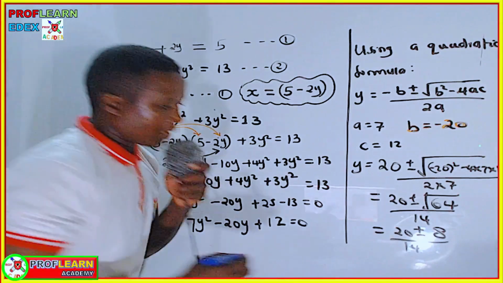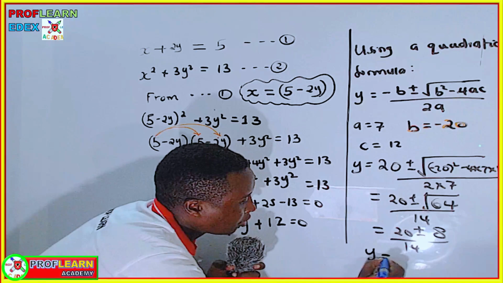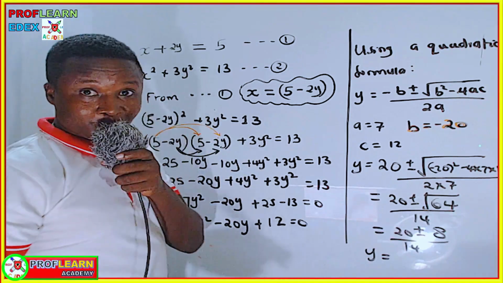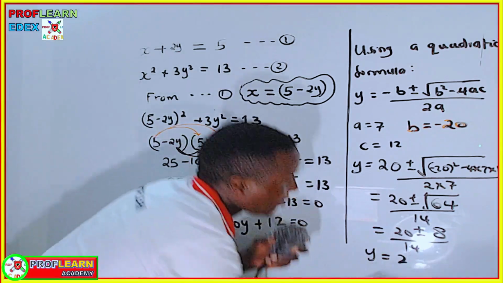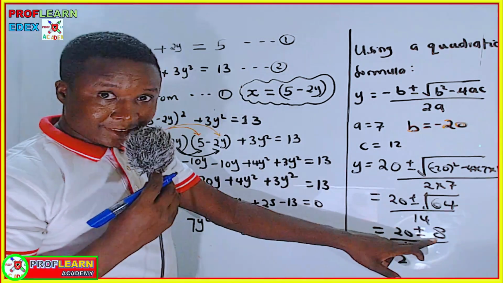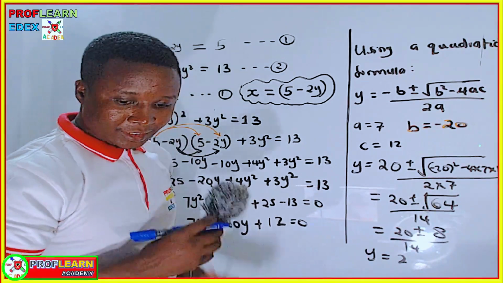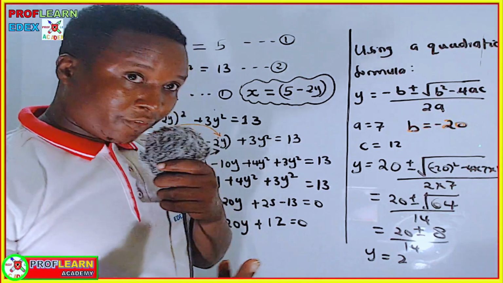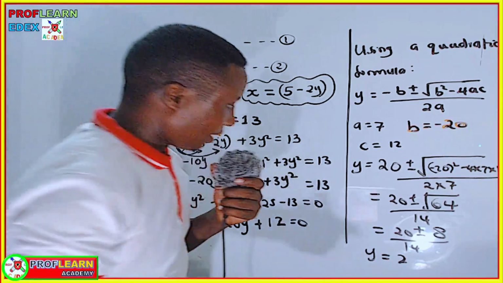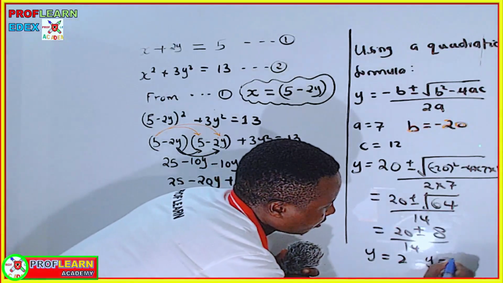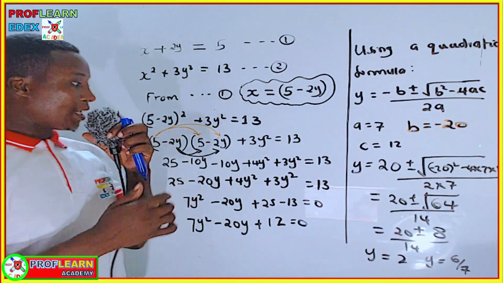So the value of y is going to be 20 plus 8, which gives us 28, and 28 divided by 14 is 2. The other option is 20 minus 8, which gives us 12, and 12 over 14 is actually 6 over 7. So y equals 6 over 7. These are the two options that we have for the value of y.